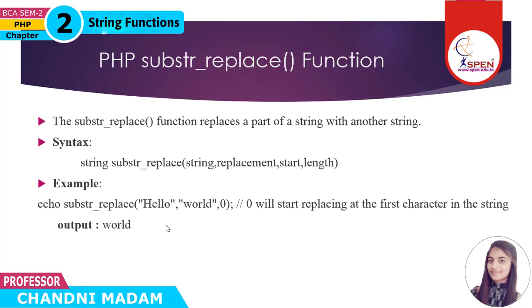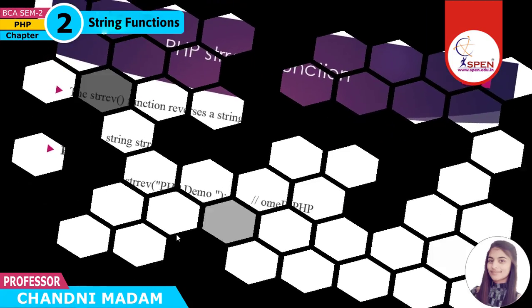Here is the example. We will use the string "hello". The replacement is "word" and we will pass 0, so it will start replacing at the first position of your string. Here is the output: "hello" will be replaced by "word". So the output is "word".